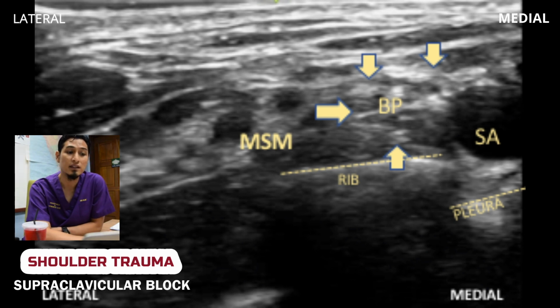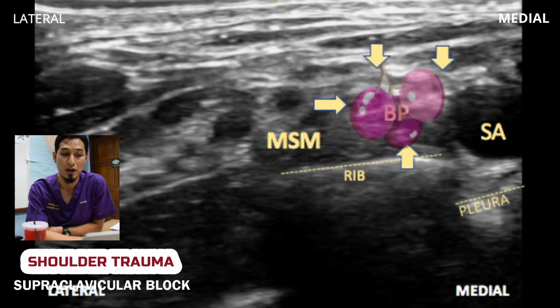This is the sonoanatomy that we need to identify. The brachial plexus can be seen as a bundle of hypoechoic round nodules just posterior and superficial to the artery. We also need to identify the pleura and first rib. These structures are linear hyperechoic structures immediately lateral and deep to the subclavian artery. We also need to identify the middle scalenus muscle on the lateral side. Some describe the brachial plexus structure as a bunch of grapes.